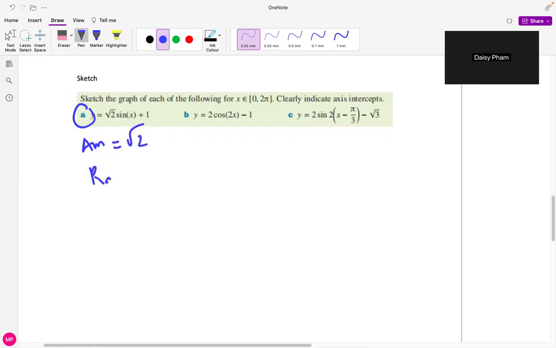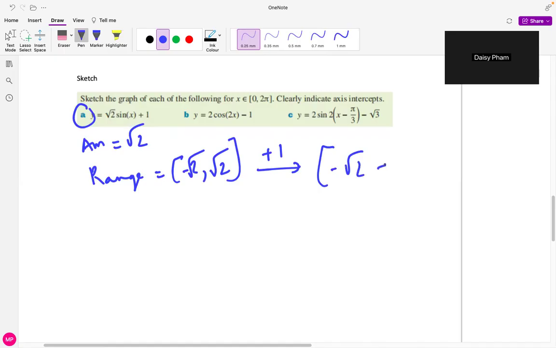The range for this will be -√2 to √2. Now, because you want to plus 1, right? So you would have -√2 plus 1 and √2 plus 1. A lot of you might be struggling to estimate what that is.